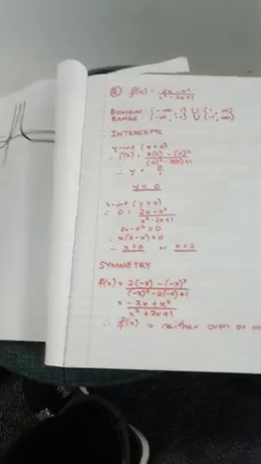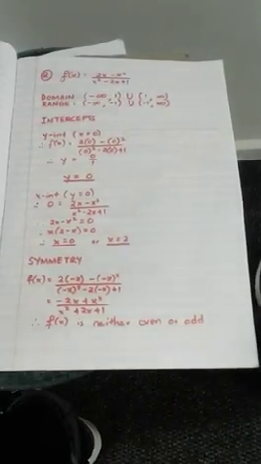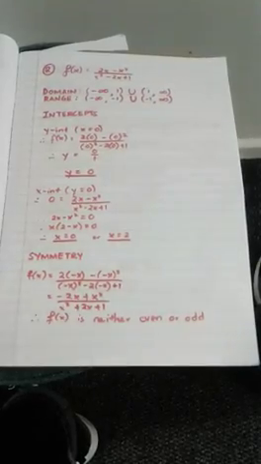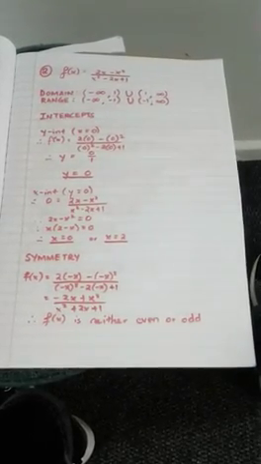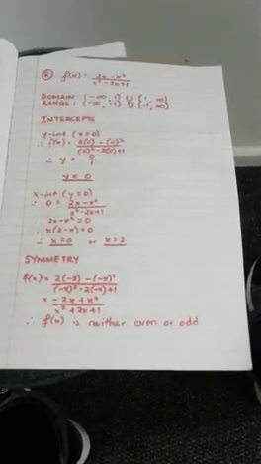Alright. And then now for symmetry, we see if the equation is an even or an odd function. And we reach the conclusion that it is neither even nor odd. So yeah, that's how we solved it.